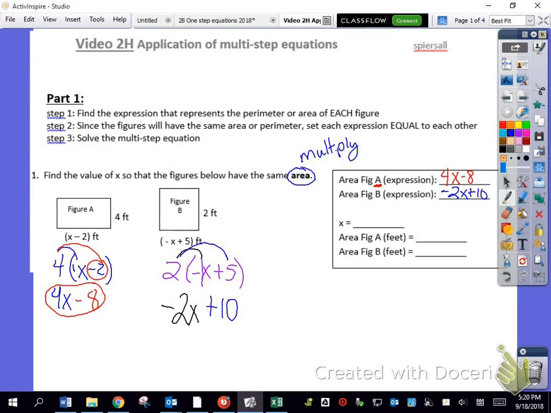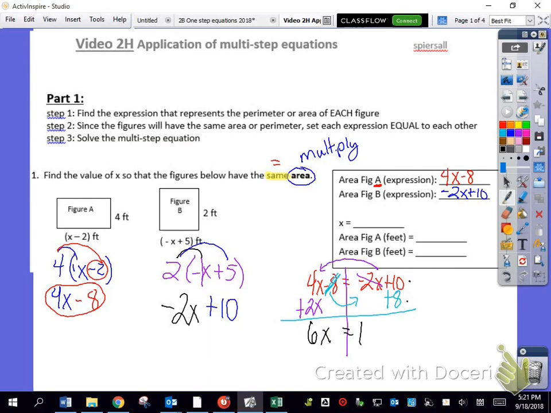Now, the thing is, right here, it says they have the same area, and same means that they are equal. So what I'm going to do is set those equal to each other. So 4x minus 8 is equal to negative 2x plus 10. Now I'm going to solve. So draw your line. Remember, I'm going to move negative 2x to the other side, so it becomes positive 2x. So that moves away. And then I want to move negative 8 to the other side, which becomes positive 8. So negative 8 goes away. So now you can add 4 plus 2 is 6x equals 10 plus 8 is 18.